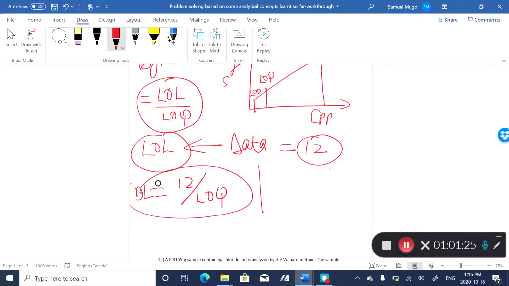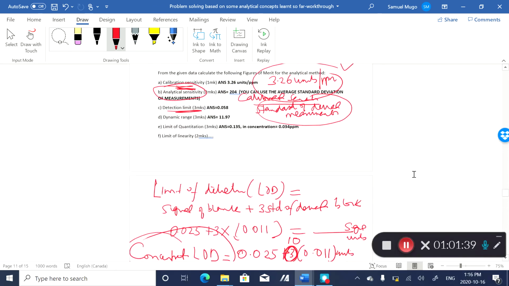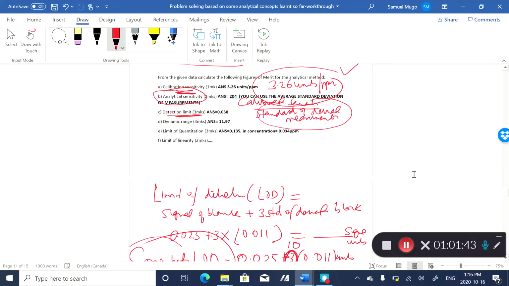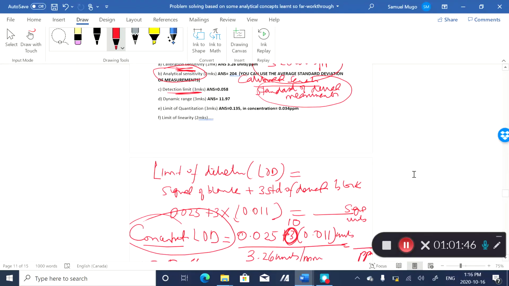So that is the range at which your concentration is proportional to the signal. It's linearly proportional to the signal. And so please take note of all those figures of merit that I've shown you how to calculate.